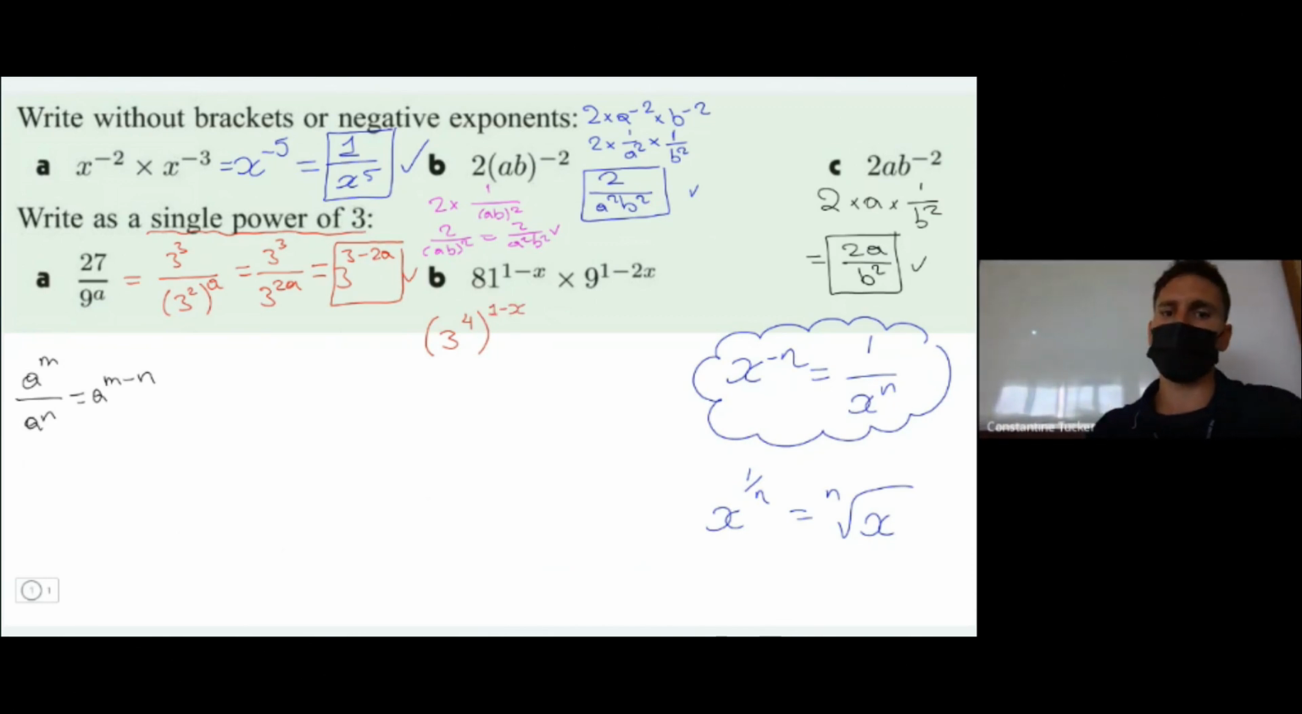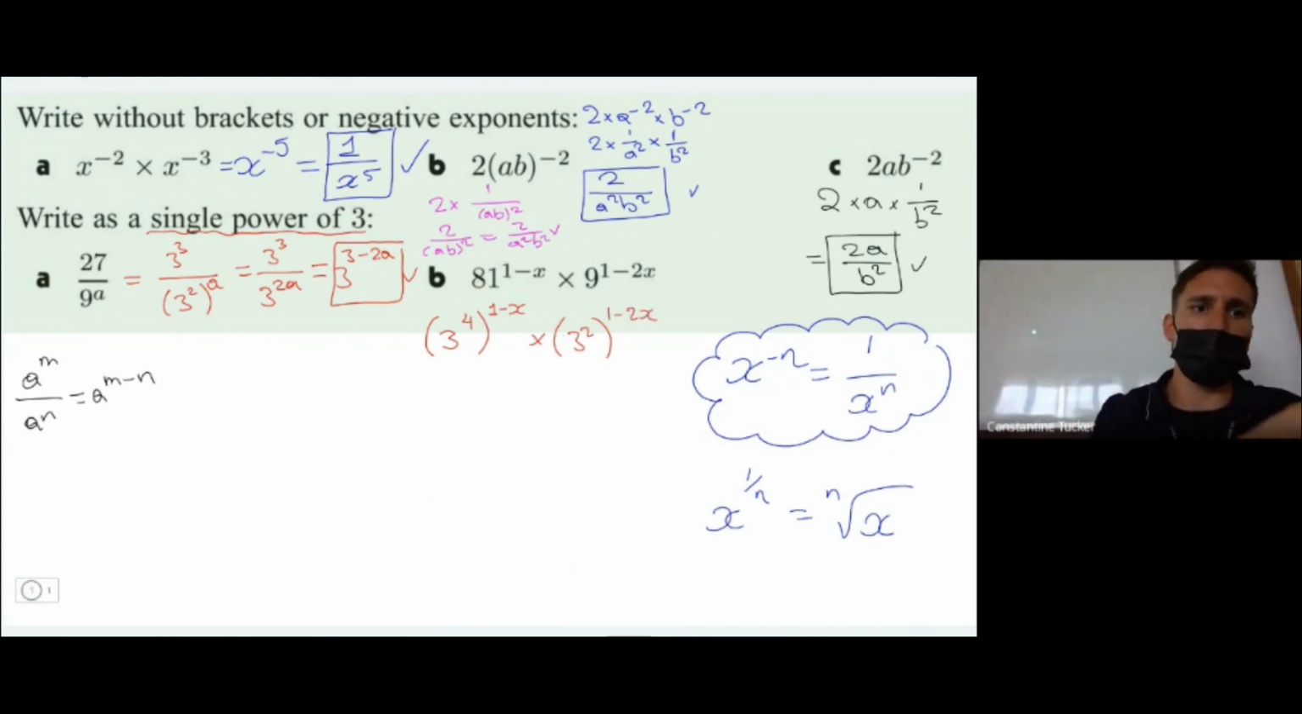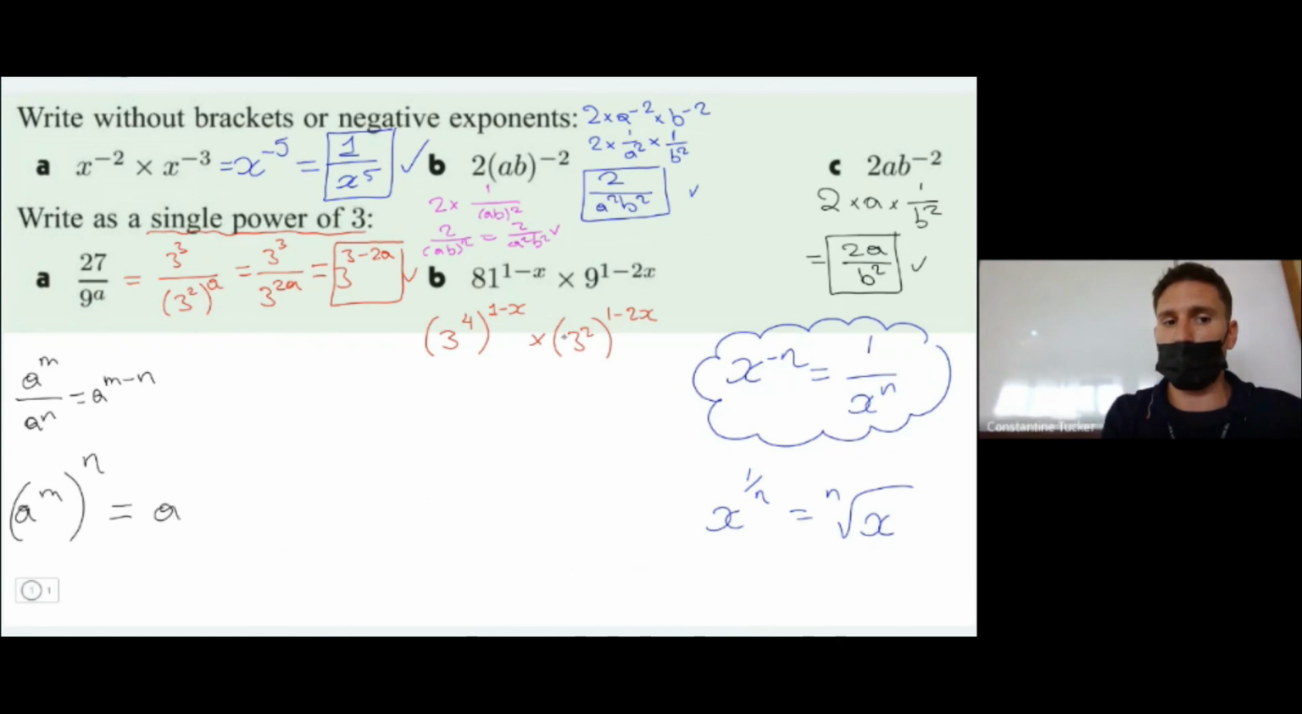All right, so 3 to the power of 4 and all of that to the power of 1 minus x. Great, and what about 9? 3 to the power of 2, exactly, and that's raised to the 1 minus 2x. Brilliant. Now we need to start doing more stuff. Remember now the next property we're going to be using here is a to the power of m, all of that raised to the power of n, is going to be equal to a to the power of m times n. So that's the one we're going to be using here.